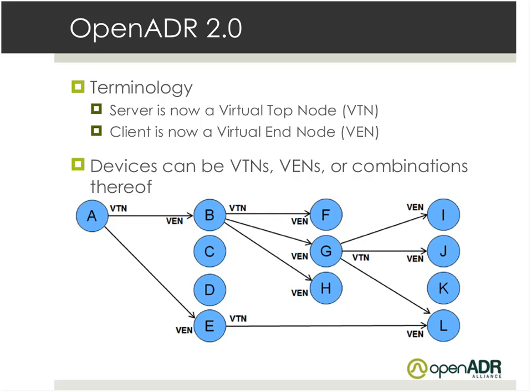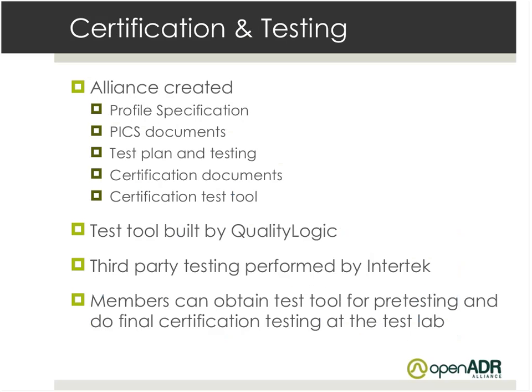So let's go back to what we did in the Alliance. Besides creating these application profiles, we also created certification documentation and testing tools that we need to really prove interoperability and test devices and certify devices. So we have the profile specifications, but we also have the protocol implementation conformance statements, which tell us which features are supported by the devices under test. And then, of course, we have test plan and test tool that members of the Alliance can obtain to do pre-testing or development testing. And the same tool is being used in the test lab to do the certification testing.